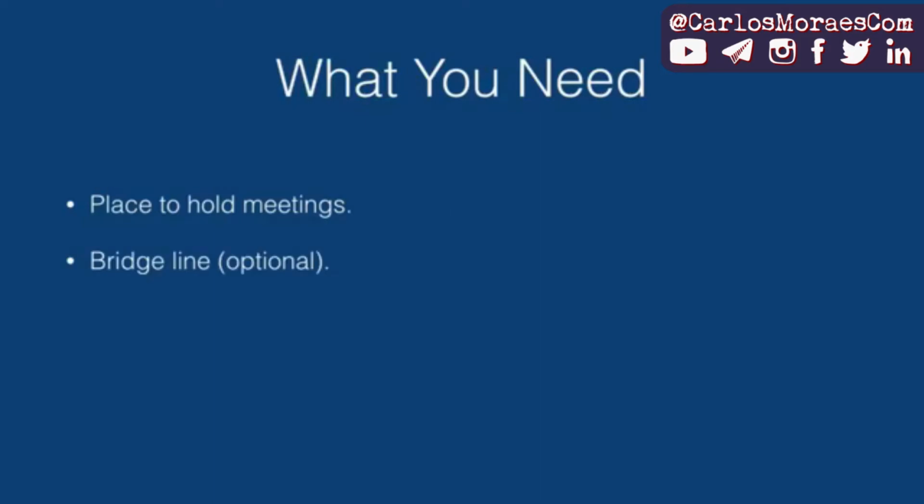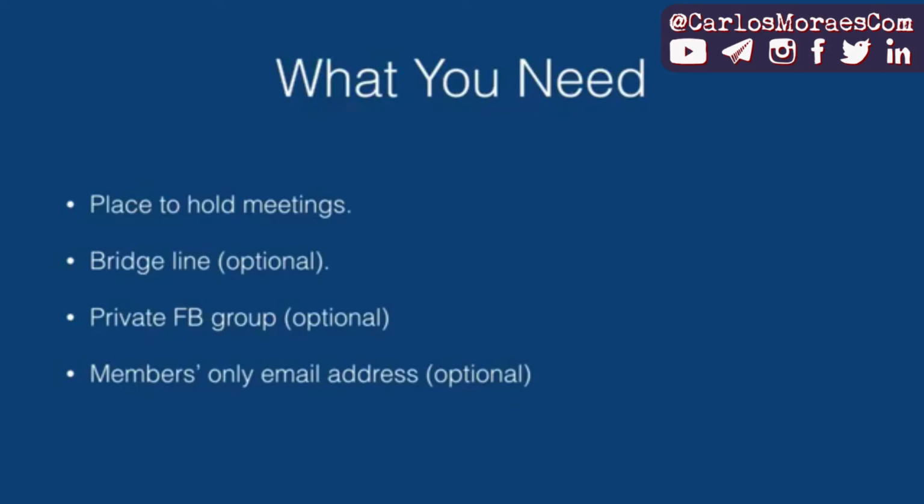A bridge line, which is optional. So sometimes between meetings, you might want to hold group calls for members of your mastermind. I don't know many people that do that, but you might want to do it. You could have a private Facebook group for your mastermind folks. That's optional as well. I don't really do it for any of mine. And then you could have a members-only email address where you actually give your members your personal email address.